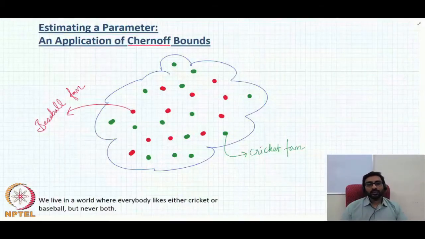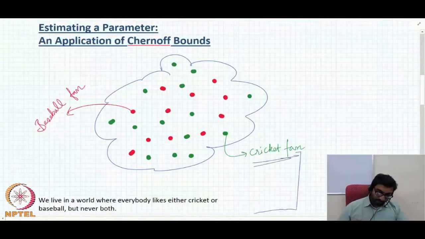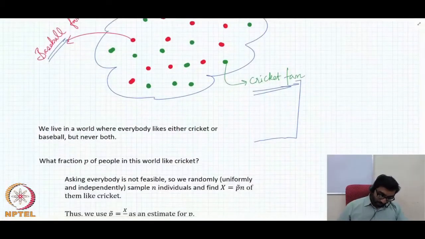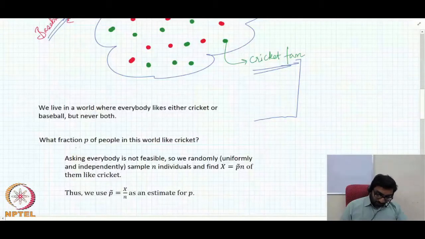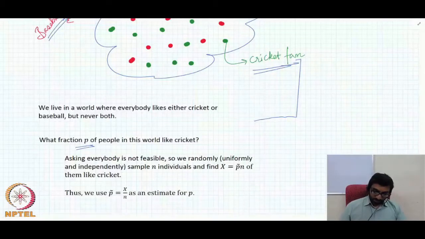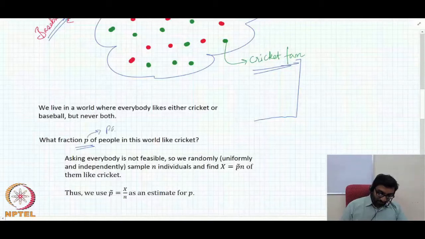We are now going to look at a very useful application of Chernoff bounds. In this application, we're asked to estimate a particular parameter. And what is this parameter? Let's consider a population. This population has a large number of people, some of whom are cricket fans, and the rest of them are baseball fans. Okay, and everybody likes one or the other, but not both. And we're interested in finding out the fraction p of people in this population who like cricket. So this is our parameter, and this is the parameter that we want to estimate.